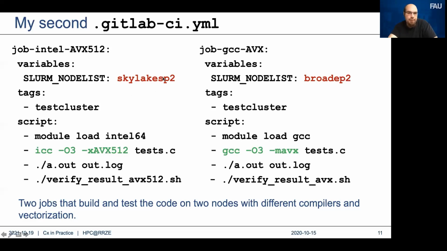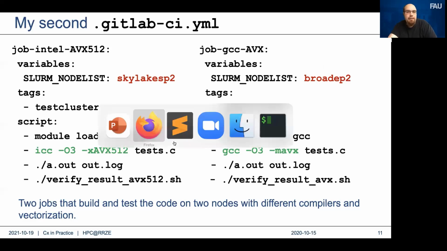So this is the second GitLab CI file, which defines 2 jobs instead of 1, and we run it on 2 different nodes. In that case, here on the Skylake node, and here on the Broadwell EP node, and the one does some AVX stuff, the other one tests AVX-512, and does some verification in the end.